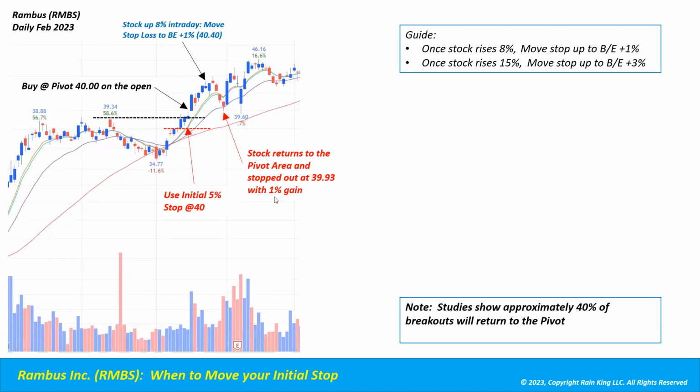So we're stopped out on the position with a 1% gain. It's a mechanical way of setting this, raising your stop, but we happen to get stopped out. Now, again, you can see the rule about coming back to the pivot happened again in this case, and we were stopped out.